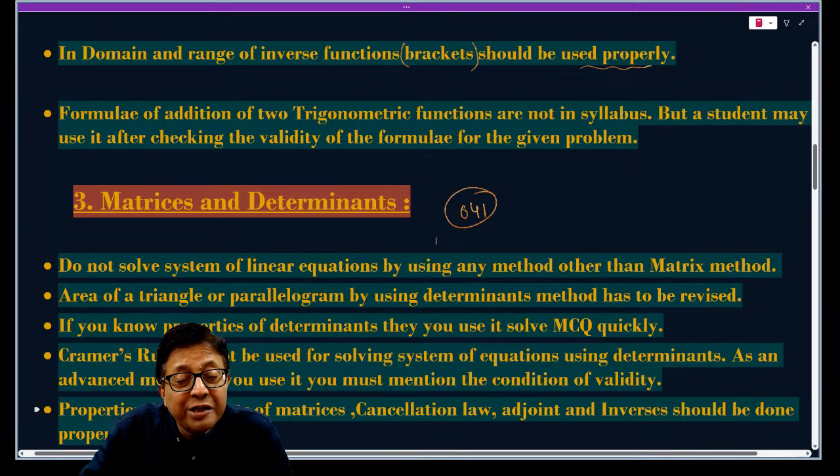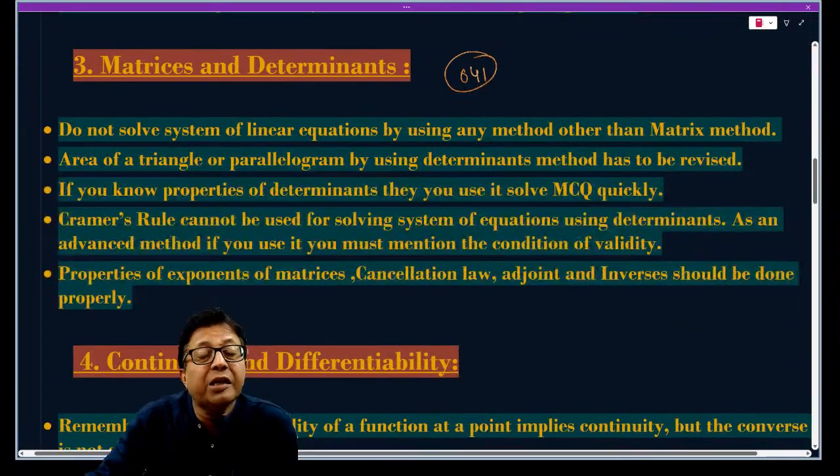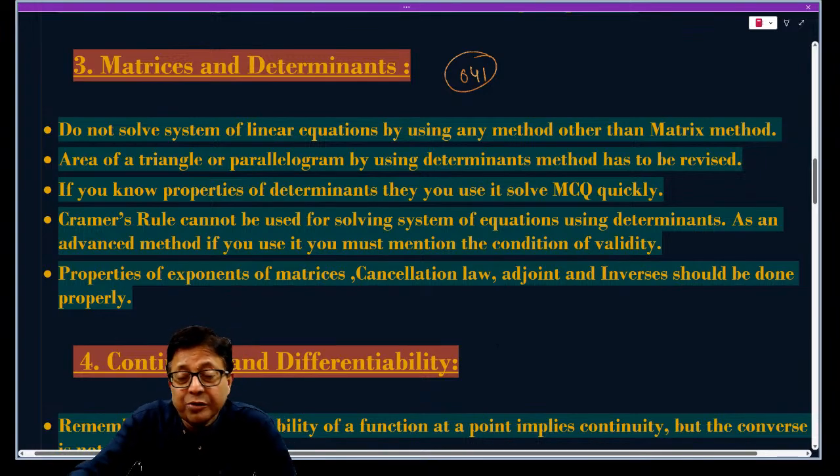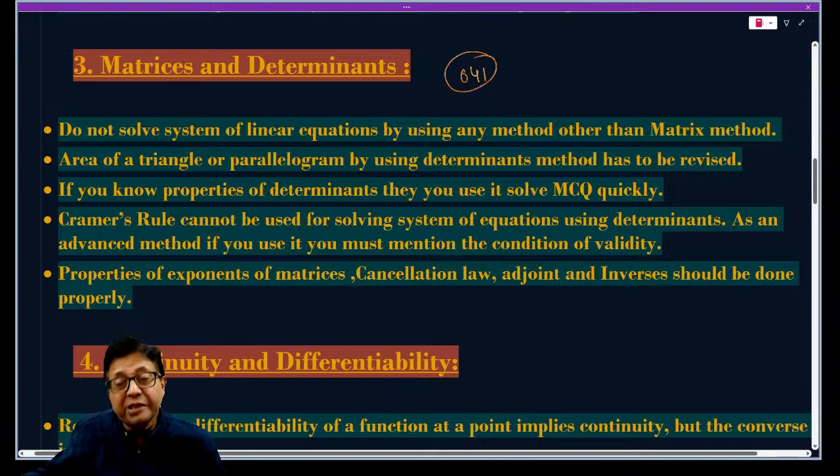Properties of exponents of matrices, cancellation law, adjoint, inverses should be done properly. I hope you have revised all these things. Cancellation law: AB equal to AC, where A is not a zero matrix, then B is going to be equal to C. All these things you have studied.